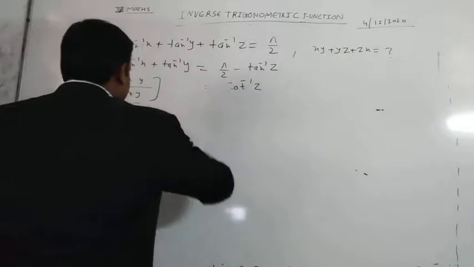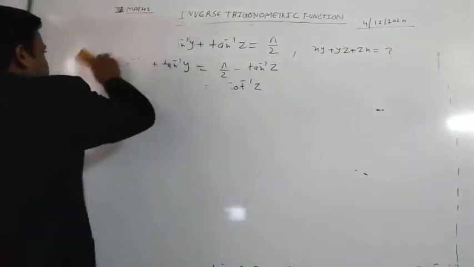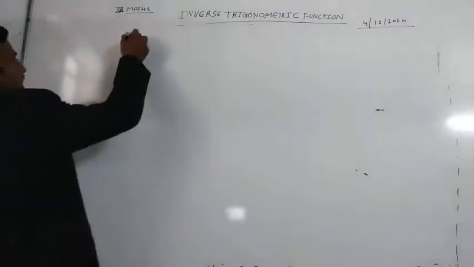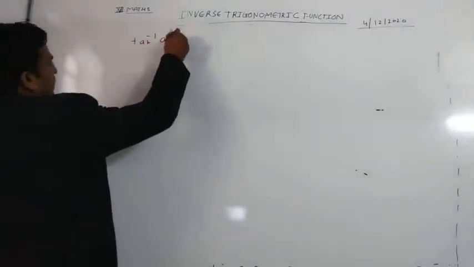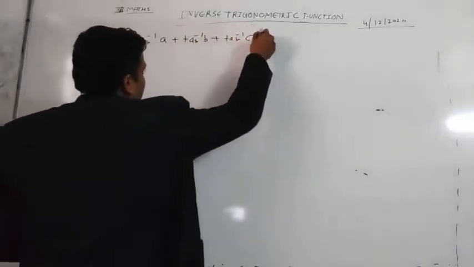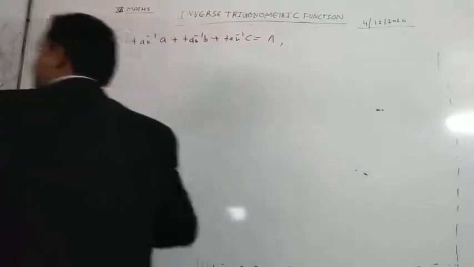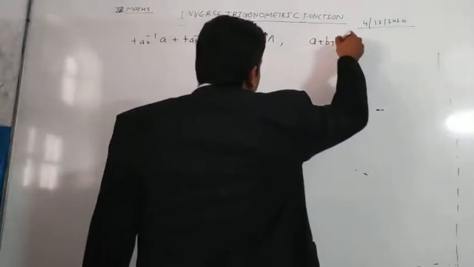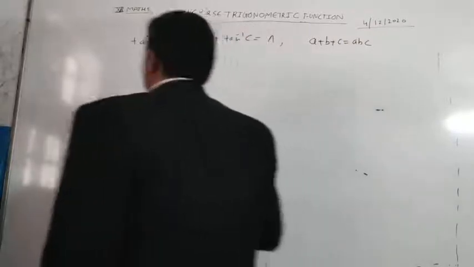Next question is: tan inverse A plus tan inverse B plus tan inverse C is equal to pi. Then prove that A plus B plus C is equal to ABC.